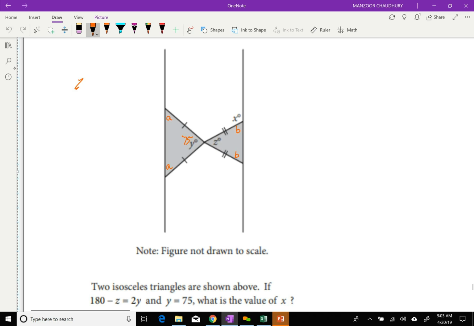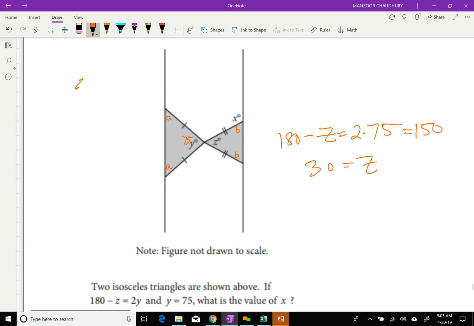So its total is 180. Now look at the right side. What is Z? 180 minus Z equals 2 times 75. From that information, you can quickly see that Z equals 30, right? 180 minus Z equals 2 times 75.